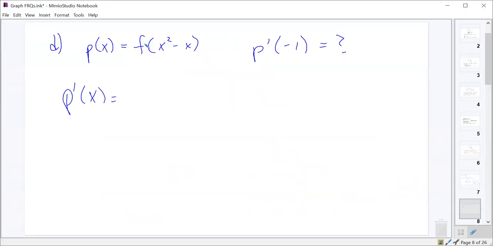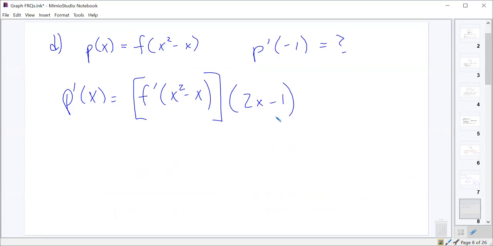P prime ought to be, well, this is f of a function. This is a composition of two functions. So f of u means take the derivative of f at u, so f prime of x squared minus x times the derivative of x squared minus x. Everybody good with that? So then this becomes f prime of, and we'll plug in -1 squared is 1, and then minus -1 is 2, so that's f prime of 2 times, and then plug in 2 times -1 is -2, minus 1 is -3.